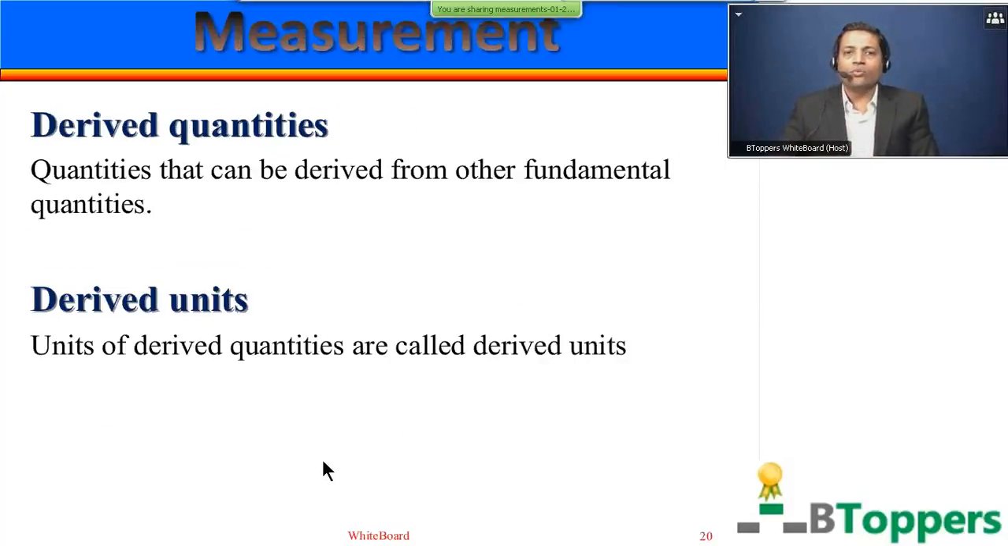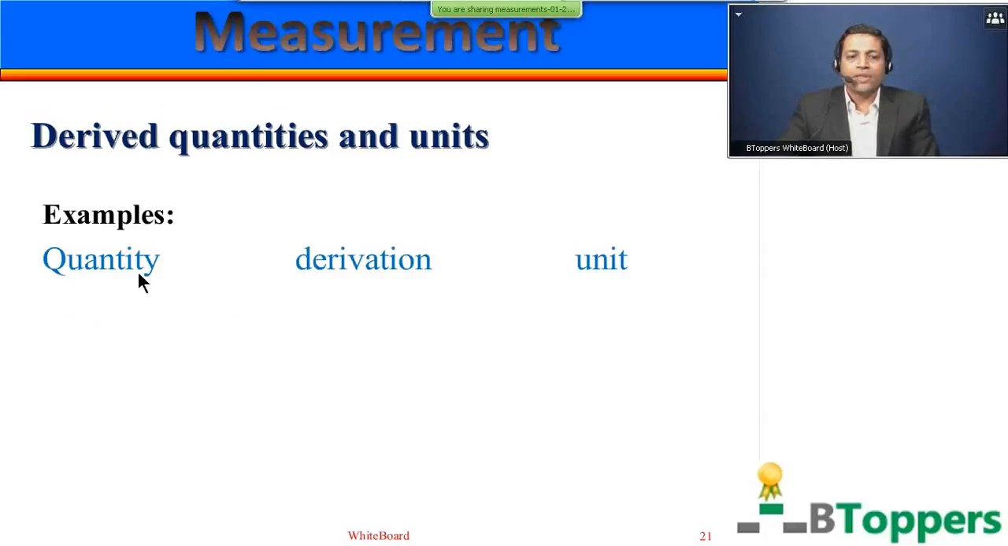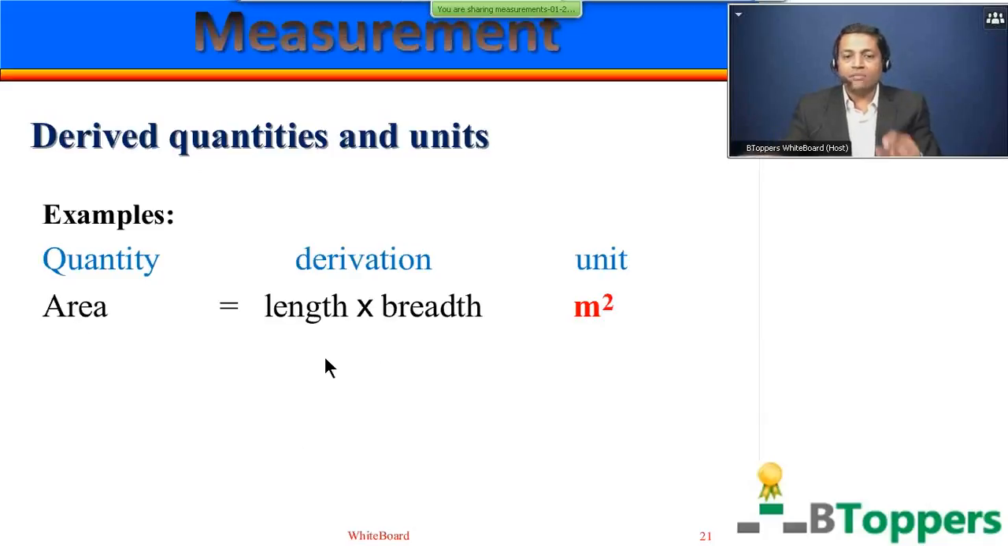So from here, we go to what is called derived quantities. Naturally, the quantities that can be derived from other fundamental quantities are known as derived quantities, and the units of derived quantities are called derived units. Let us look up some examples for this. The quantity area. Area is measured as length into breadth. So you're deriving area from length, and the unit is meter square, because length is measured in meter multiplied by breadth, which is also measured in meter. Meter into meter gives meter square. So you are able to derive area from a fundamental quantity that is length.